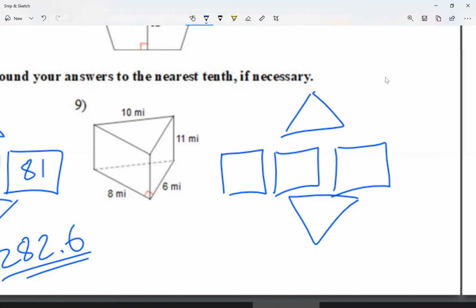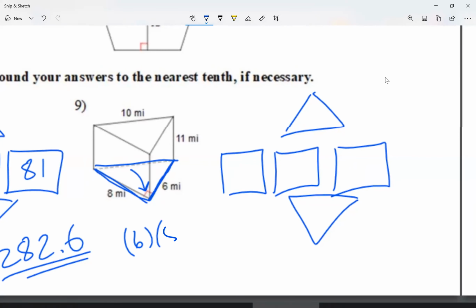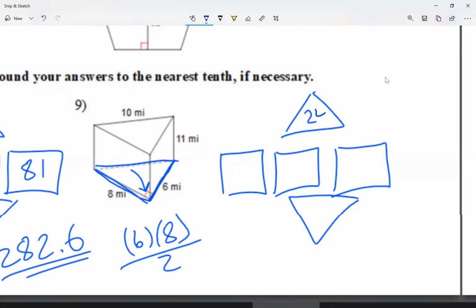I'm always looking for the 90-degree angle. It's made in this case by 6 and 8. All right, you guys see that triangle? Let me complete that triangle. But you see my 90-degree angle here. It is made by 6 and 8. So for my triangle, let me go 6 times 8 and then divide this by 2. Remember, 6 times 8 gives me a rectangle, but a triangle is half of a rectangle. So I go 6 times 8 divided by 2, I get 24. Right, so each of my triangles is 24.